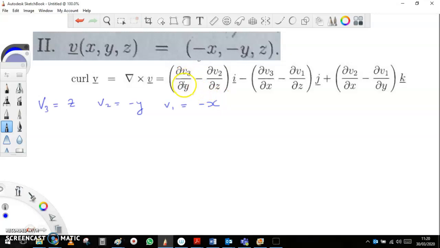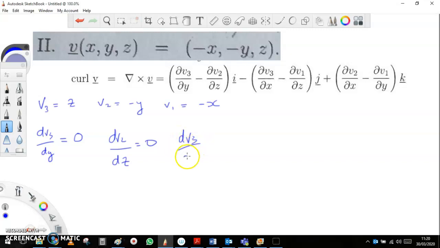So dV3 dy is the first derivative of Z with respect to Y. Now Z will be held as constant, so it becomes 0 because there ain't no Y in there, right? Then we're going to get dV2 dz. V2 is minus Y, there's no Z in there, so we get a 0 again.